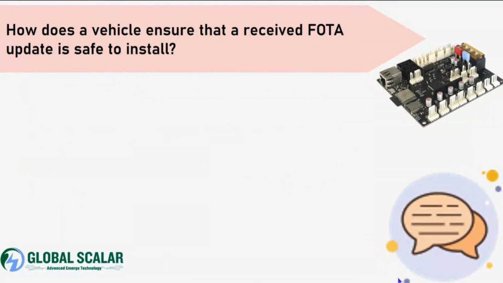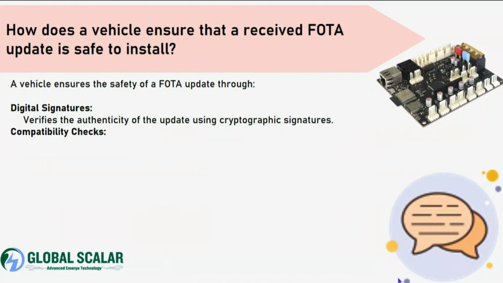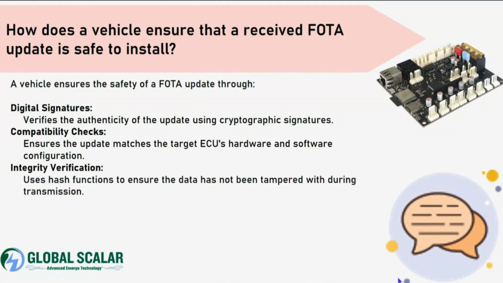How does the vehicle ensure that a received FOTA update is safe to install? A vehicle ensures the safety of a FOTA update through a digital signature, which verifies the authenticity of the update using an encrypted signature. A compatibility check ensures that the update matches the target ECU hardware and software configuration. Integrity verification uses a hash function to ensure that the data has not been tampered with during transmission.